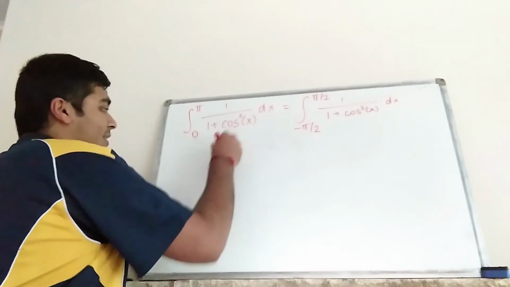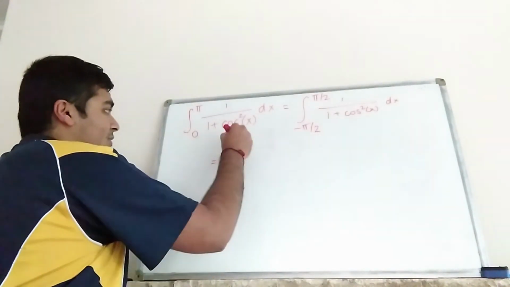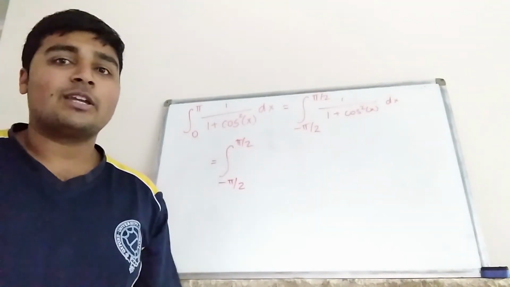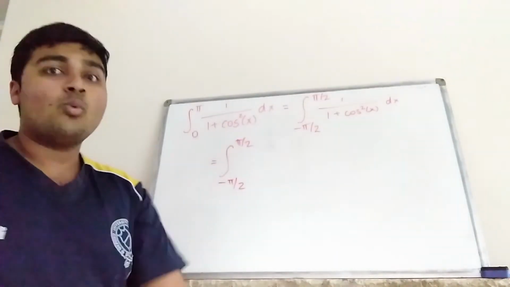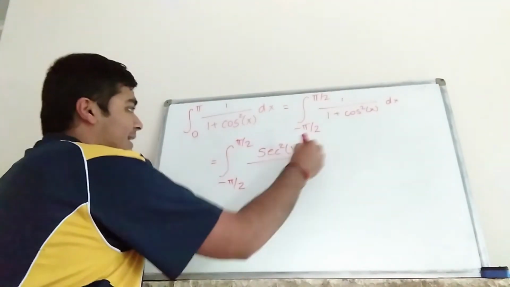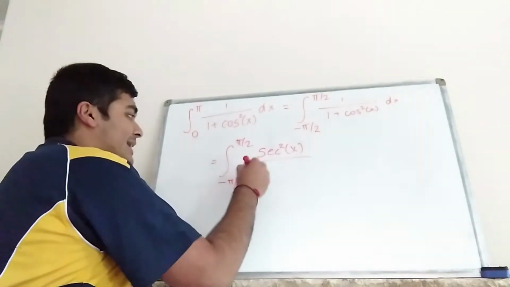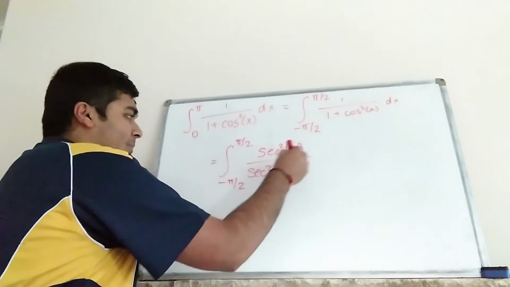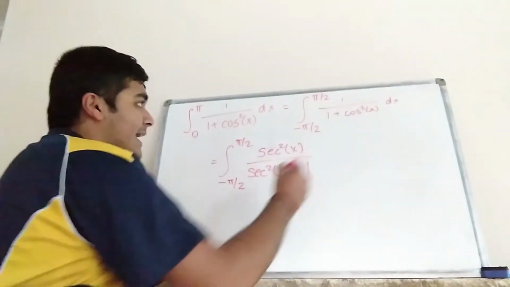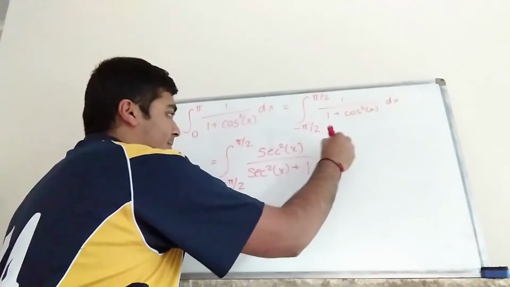Playing about with this, you perhaps will come across this: I'm going to write this integral first as the integral from minus pi over 2 to pi over 2, and then I'm going to divide the top and bottom by cosine squared x. On the top I get 1 over cosine squared x, which is just sec squared x, and on the bottom I get sec squared x plus cosine squared x divided by cosine squared x, which is just 1, and then dx is still there.